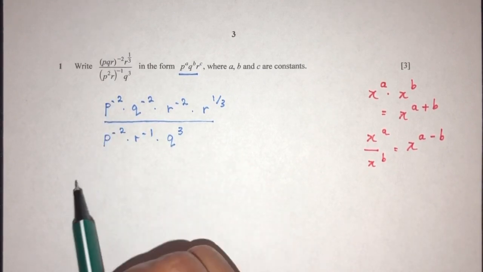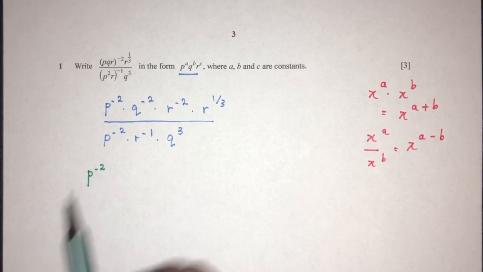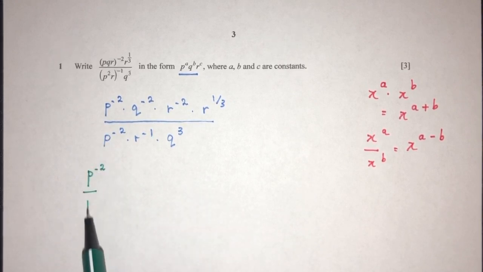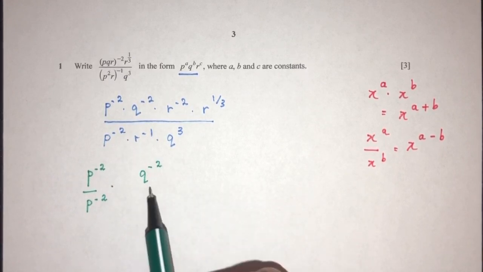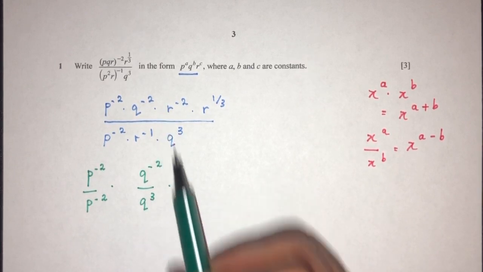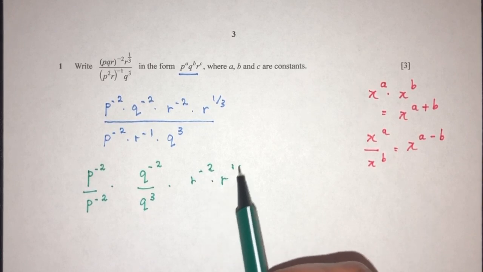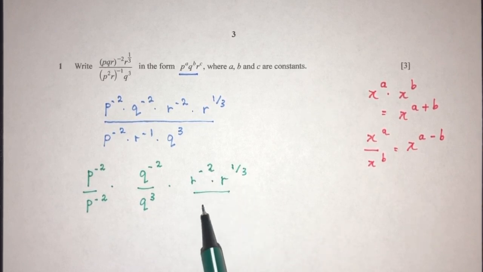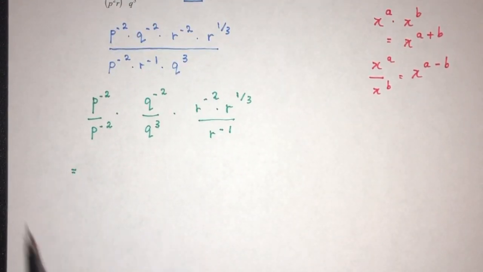So here we have P. We have P power minus 2, and we only have this one, P power minus 2. And then here we have Q power minus 2, and then we have only this one, Q power 3. And then we have R power minus 2 times 1/3 divided by R power minus 1. So simplify. For the first one, that will be what?